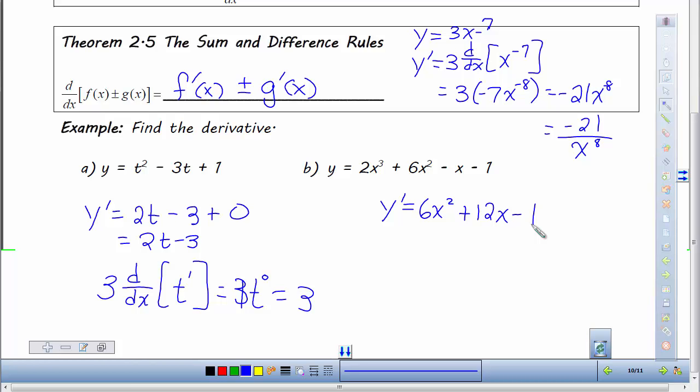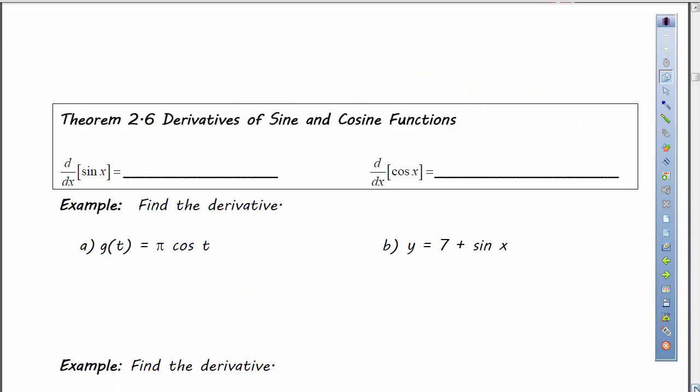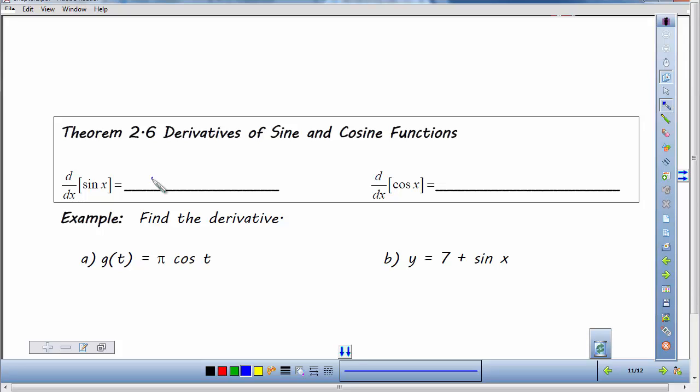All right, very good. Derivatives of sine and cosine functions. Lots of derivatives. The derivative of sine x is cosine x. And the derivative of cosine x is minus sine x. So we've got to remember all of these derivative rules, and there are lots of them. We're just doing some of the basic ones right now, and you really need to memorize all of these rules and be able to apply them.